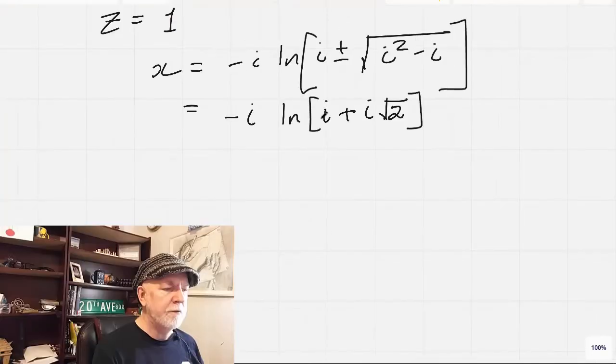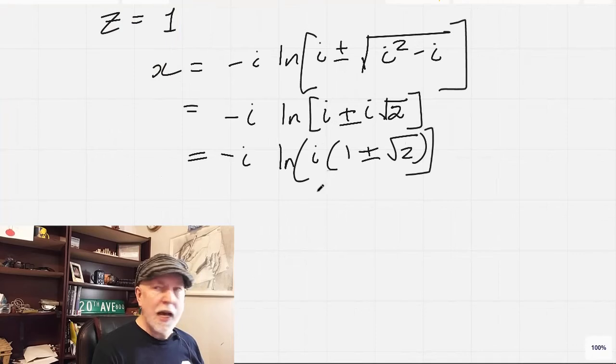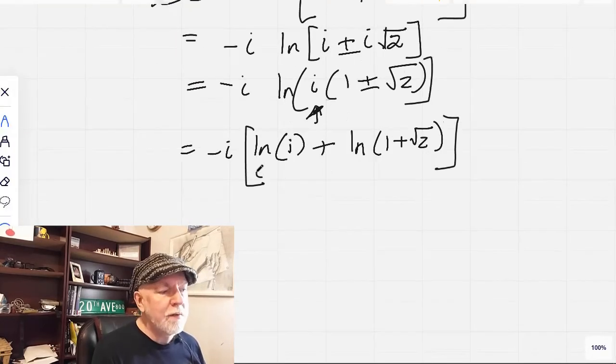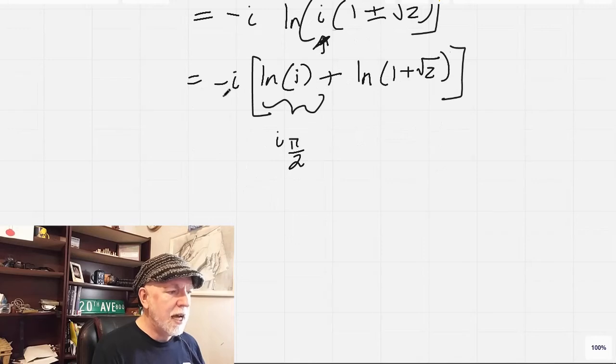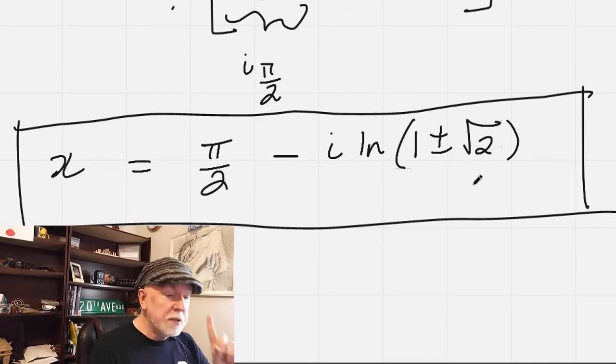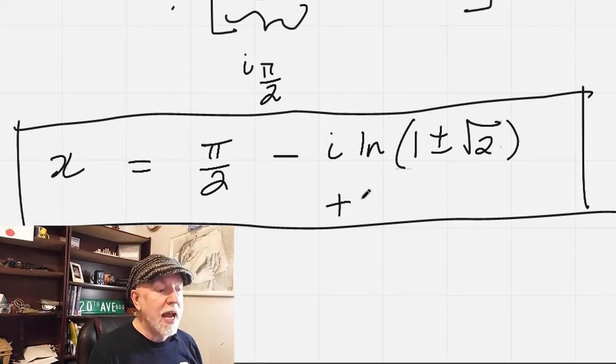Simplify that, factor out the i here, and now let's take out this imaginary number. The logarithm of i will be i times pi over 2. So now we'll distribute this negative i. That negative i times i pi over 2 ends up being pi over 2. And just bring this negative i over here. Give it a nice box, because Bob is your uncle after we add the 2 pi n's.